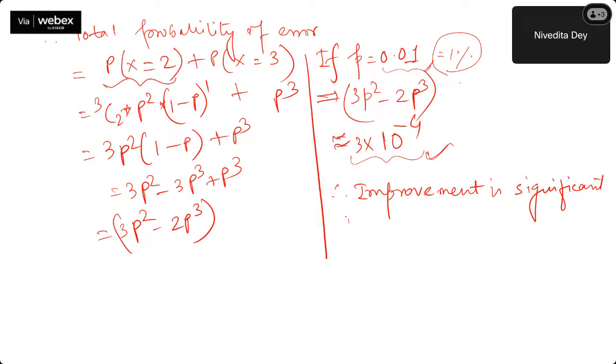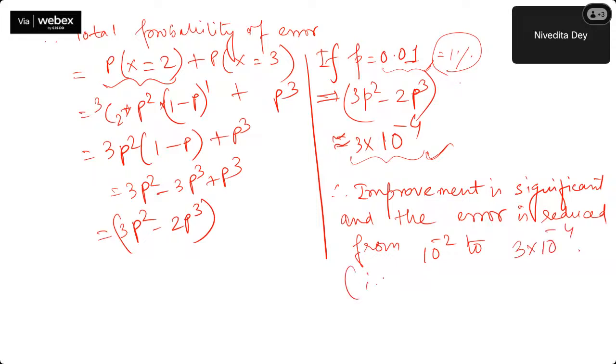And the quantum error is reduced from 10 to the power minus 2 to 3 into 10 to the power minus 4, that is by a factor of 300. So it is a great improvement. So this is the first error correcting code that we have seen.